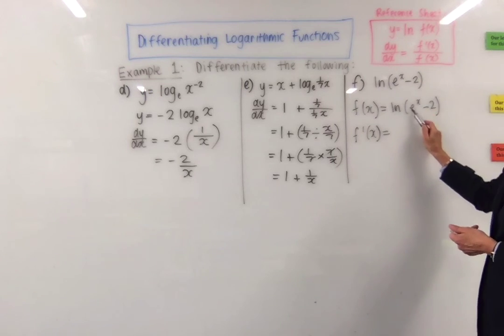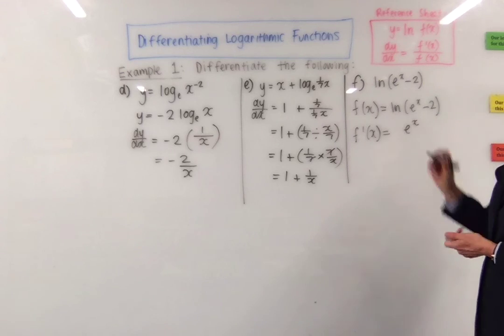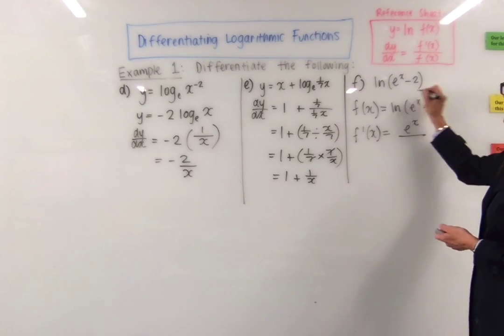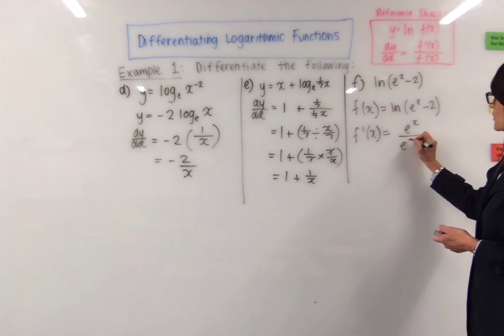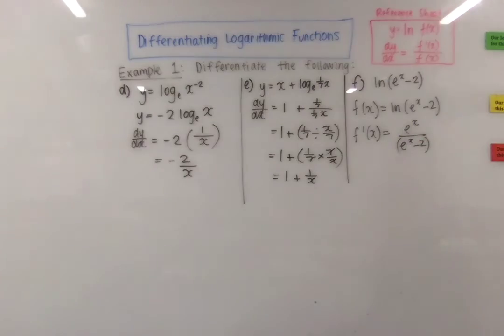We're still going to use this result where we've got the derivative of this function, and the derivative of e to the x is simply e to the x, over this function, which is e to the x minus 2. And that's our final result.